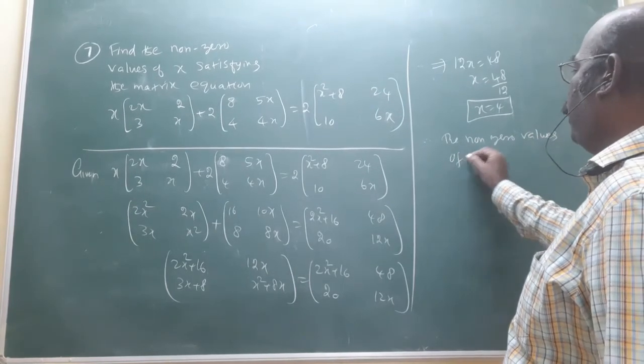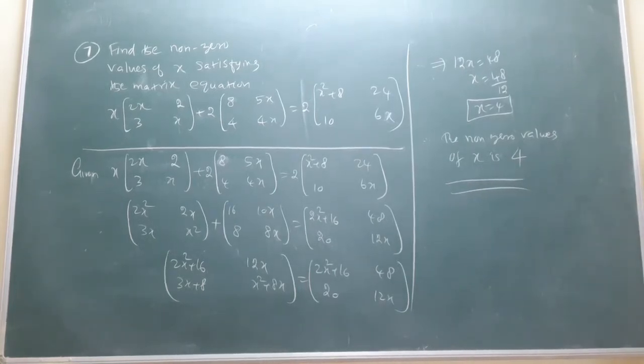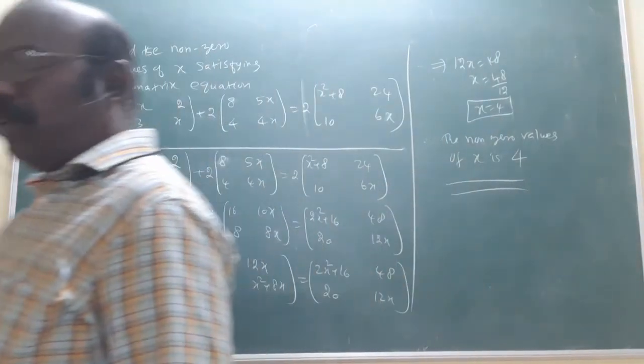Therefore, the non-zero value of x is only 4. That is the answer. Because even if you get the answer 0, that is not the answer. That's why the non-zero value is only 4. That is the answer.